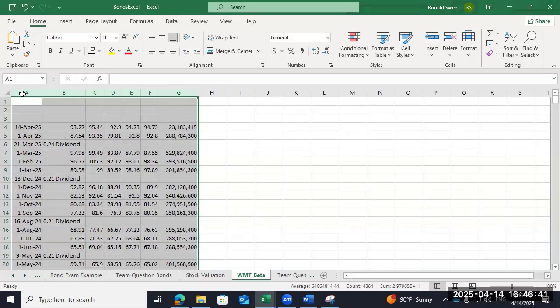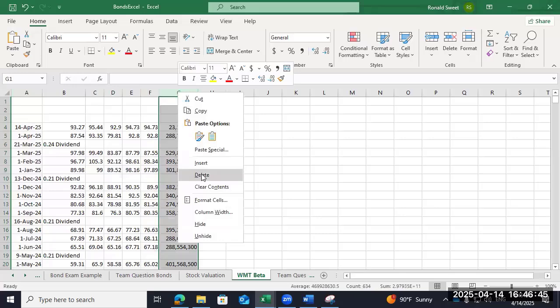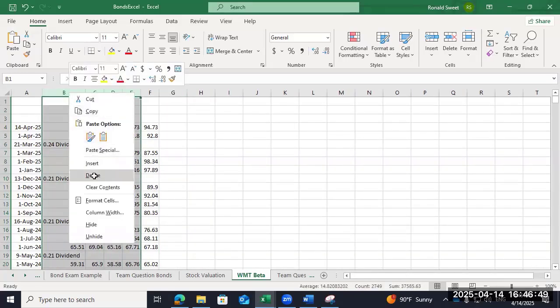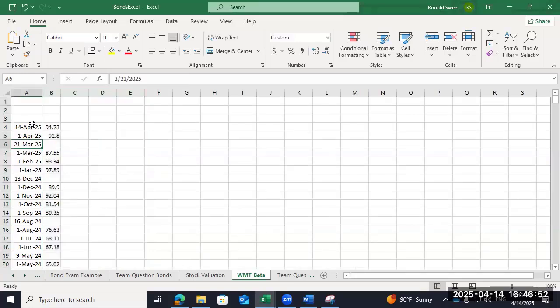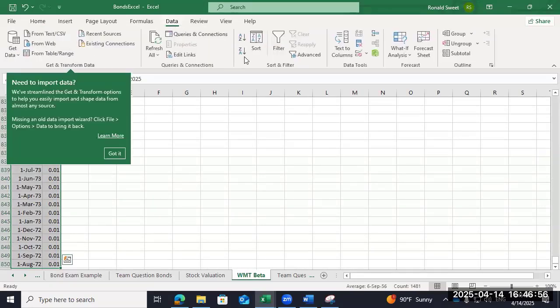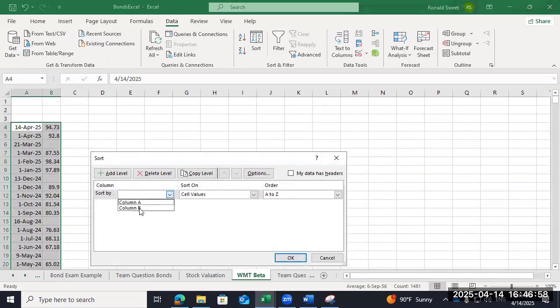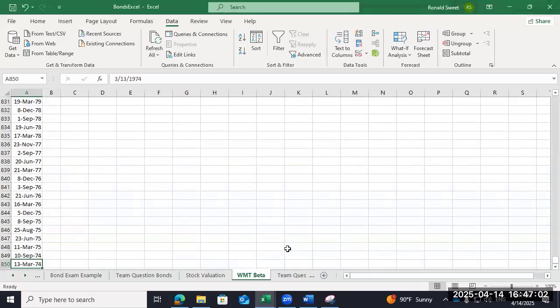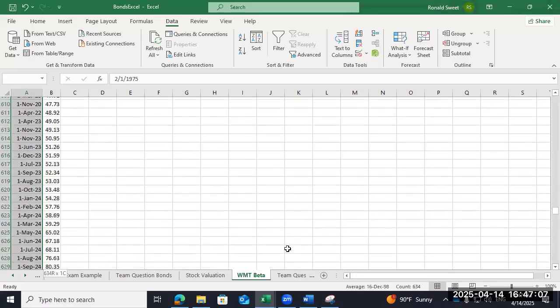So what do we need? We need the date. We need the closing price. So you can delete this, delete everything else. The other problem I have, we have dividends in there. So what I do is I sort the whole thing by that second column, go down to the end and get rid of all the dividend dates, and then just sort it again.